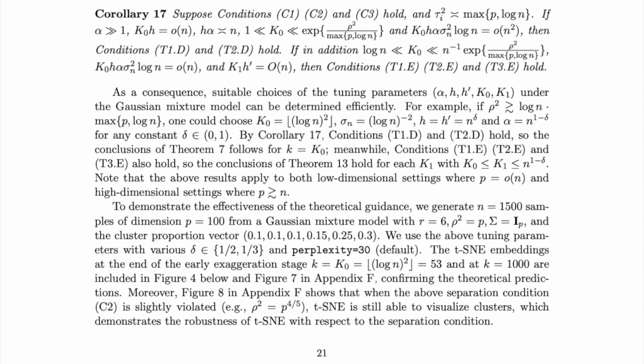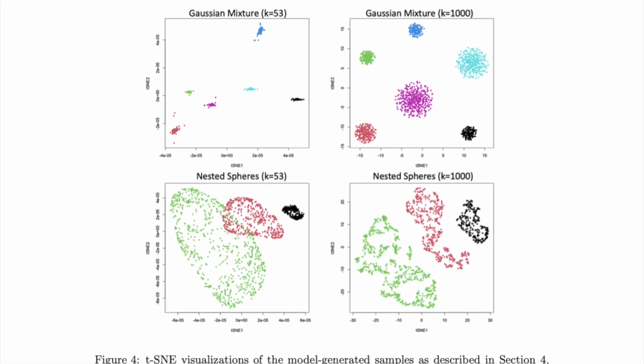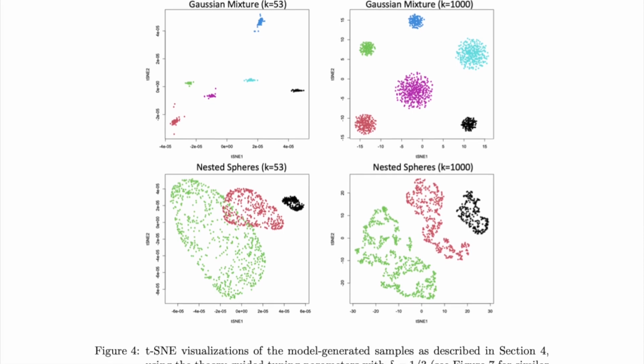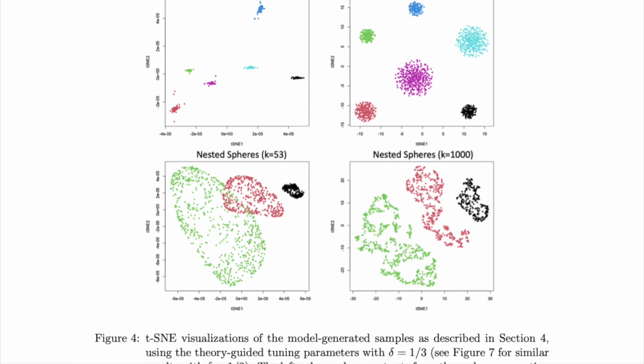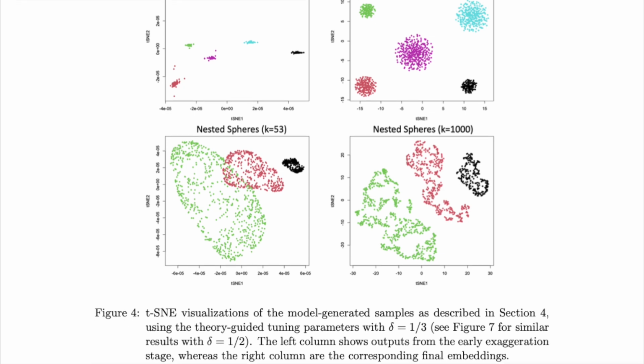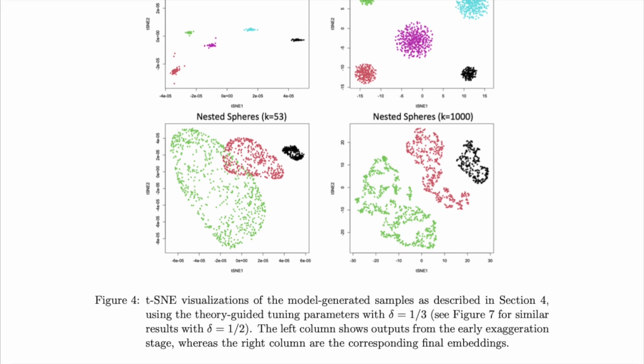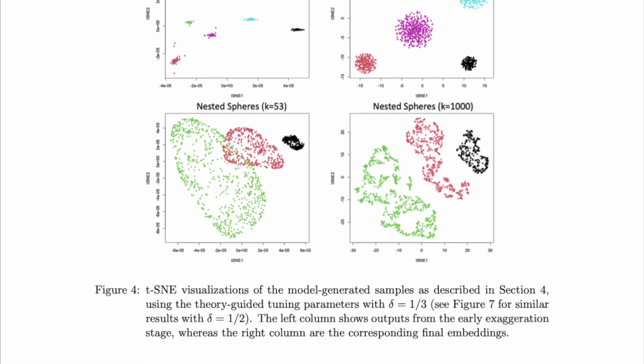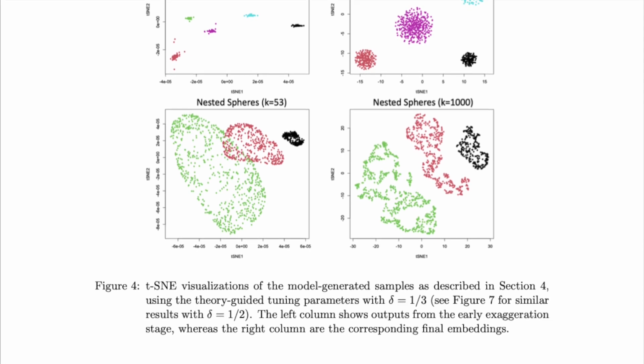Moreover, Figure 8 in Appendix F shows that when the above separation condition, C2, is slightly violated, t-SNE is still able to visualize clusters, which demonstrates the robustness of t-SNE with respect to the separation condition. Figure 4: t-SNE visualizations of the model-generated samples as described in Section 4 using the theory-guided tuning parameters with θ = 1/3; see Figure 7 for similar results with θ = 1/2. The left column shows outputs from the early exaggeration stage, whereas the right column shows the corresponding final embeddings.